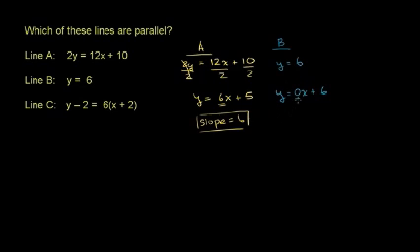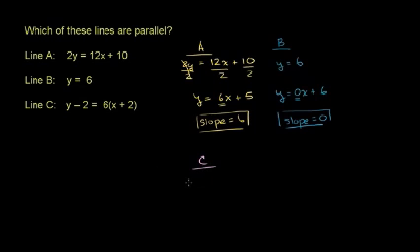It's always going to be 6. So here, our slope is 0. Our slope is equal to 0. So these two lines are definitely not parallel. They have different slopes. So let's try line C. Line C, I'll do it down here.